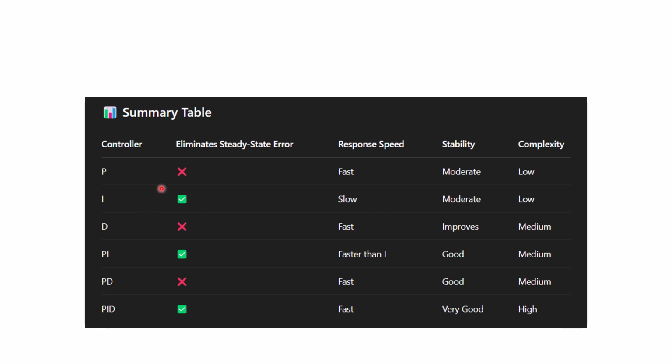Okay, so this is the summary table. Where I is present, the complexity is low, but it eliminates steady state error. Where I is present the elimination of steady state error happens, otherwise it does not happen. The best is the PID controller. That means it is fast as well as very good, and the complexity is high, but it's good. There is no further problem.